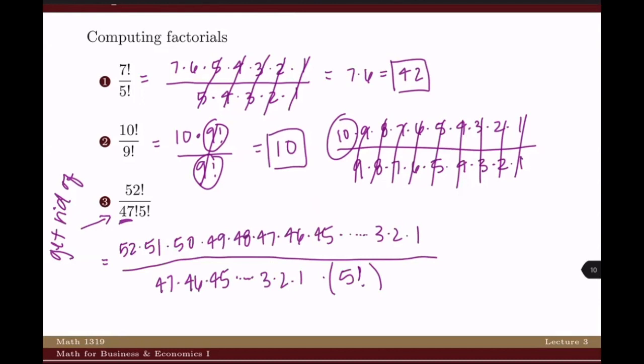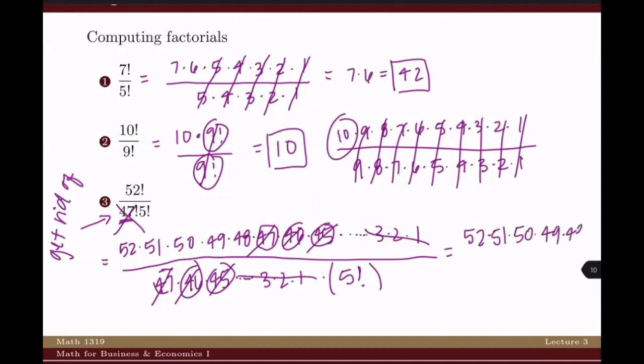So now when we're looking, we can see, well, we have this 47 in common, so you can cross him out. We have this 46 in common. We have the 45 in common. And we're also going to have every single number all the way down to 3 times 2 times 1. So we can eliminate this entire 47 factorial. What's left over is going to be 52 times 51 times 50 times 49 times 48 divided by 5 times 4 times 3 times 2 times 1.